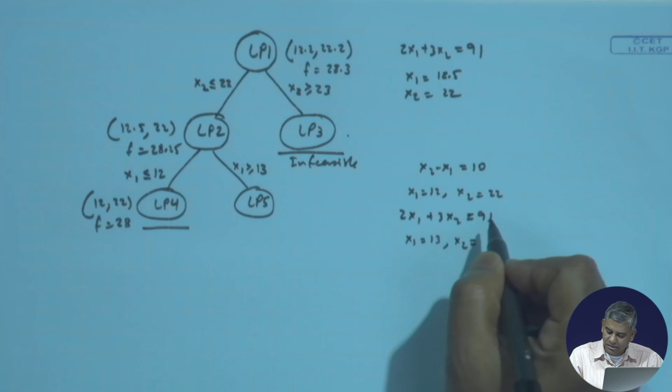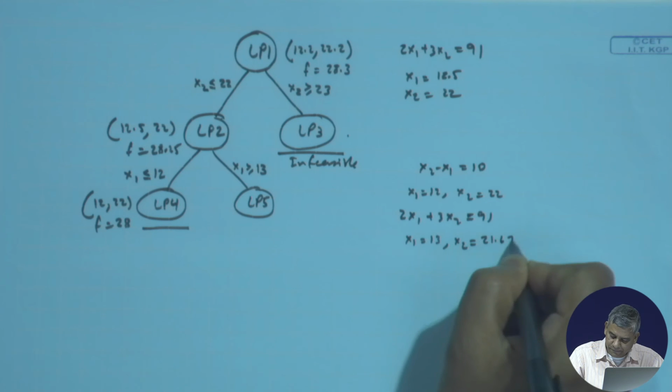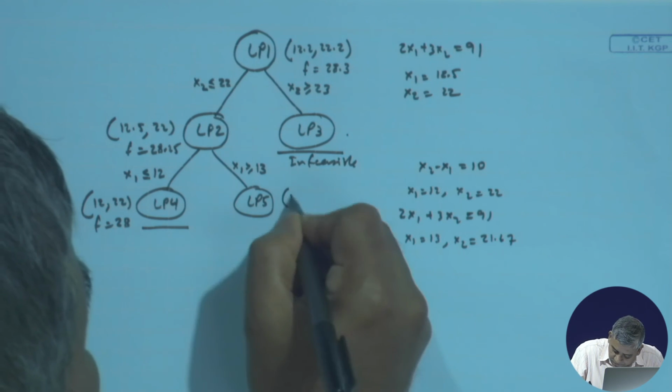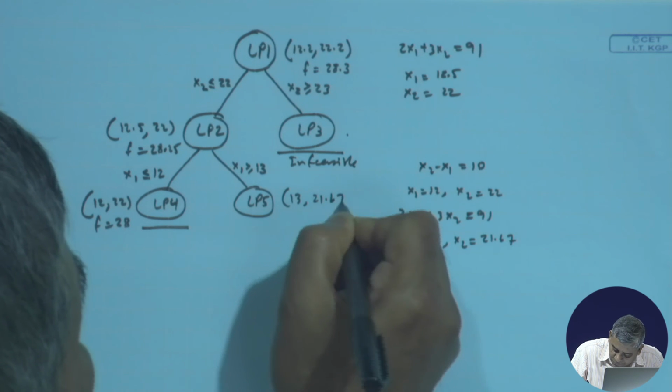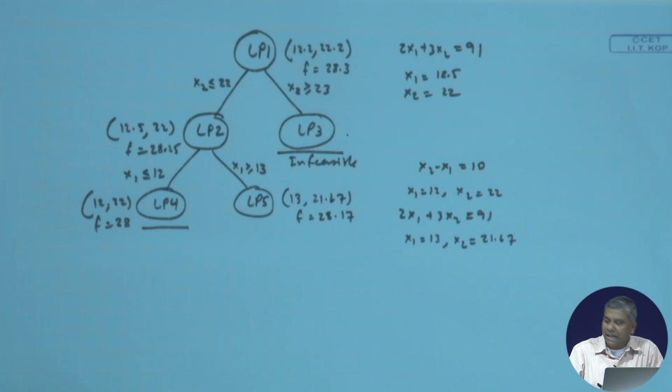91 minus 26 by 3. How much is that? It's 21.67. Okay, so write that: 13, 21.67. What is the function value? 28.17. Shall I continue further?